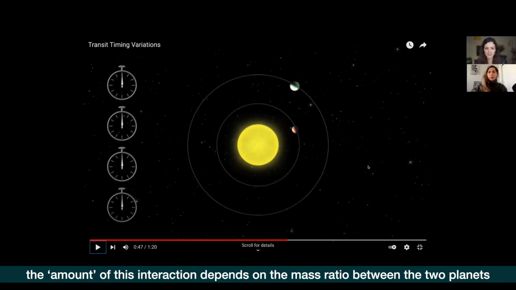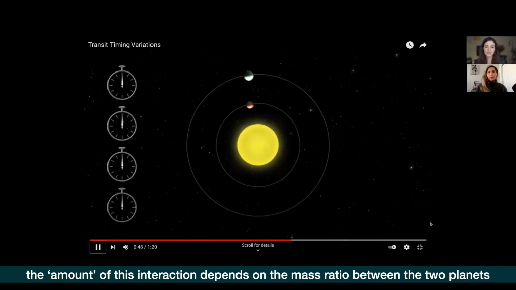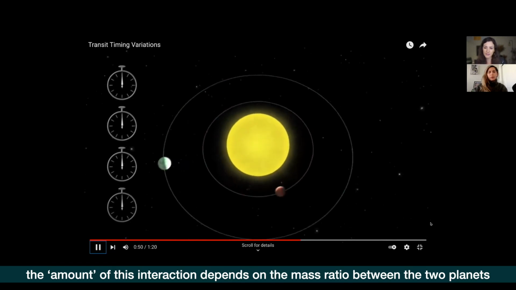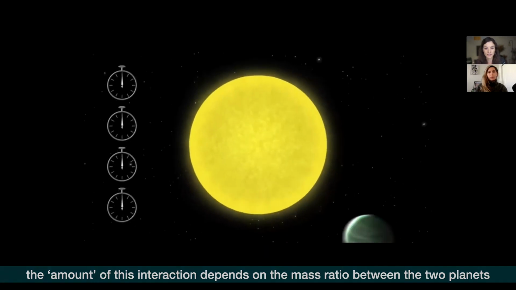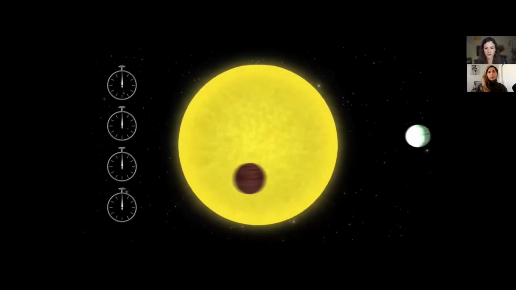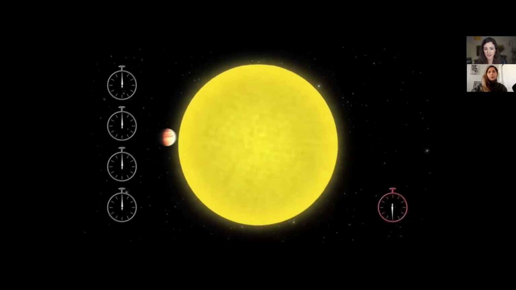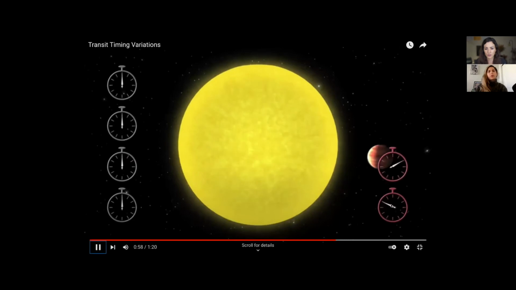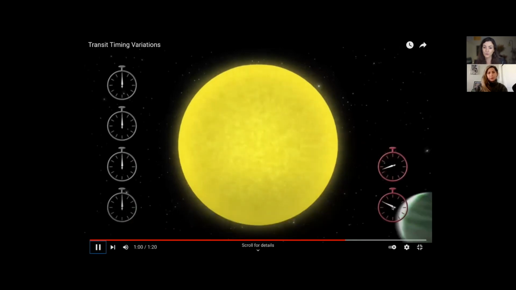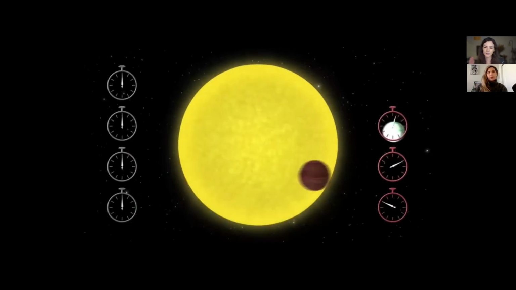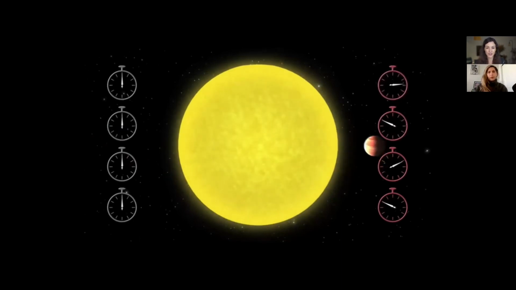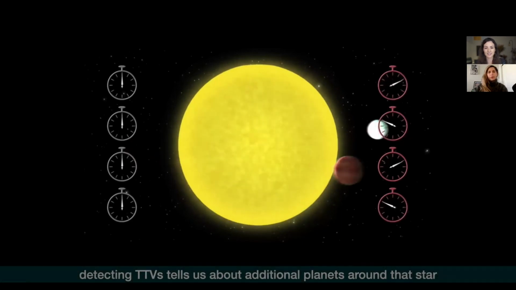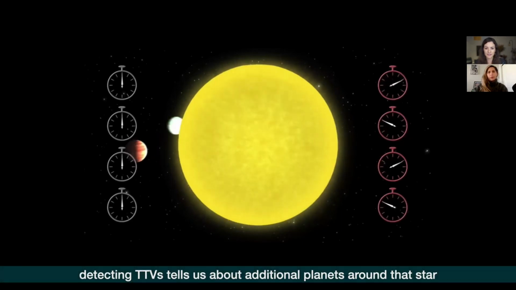Because they're interacting with one another, we can keep playing this now, the timings of those eclipses or transit events won't be strictly periodic. They will sometimes occur slightly early, as on that clock there, slightly before the 12 o'clock mark, and sometimes slightly late. So we'll see these transit timing variations in the timings of those eclipses that tell us there are additional planets in that system.